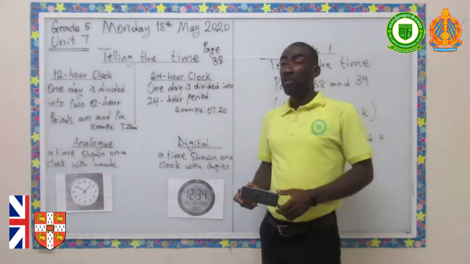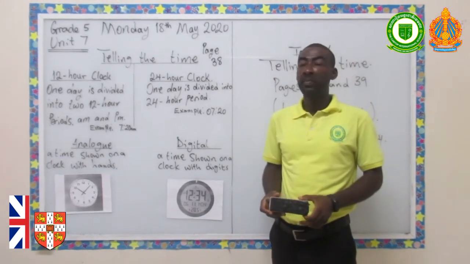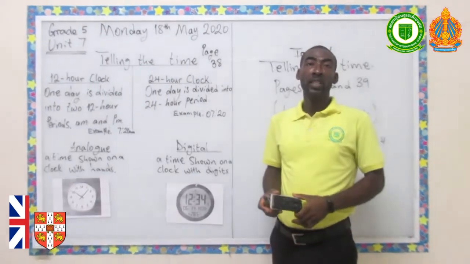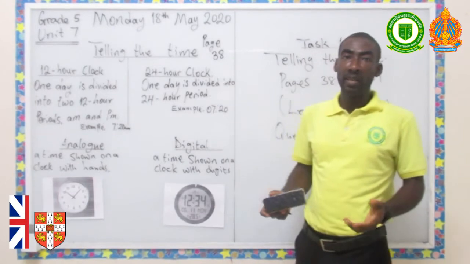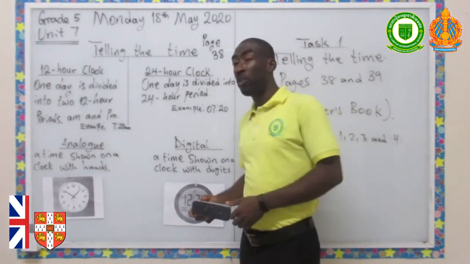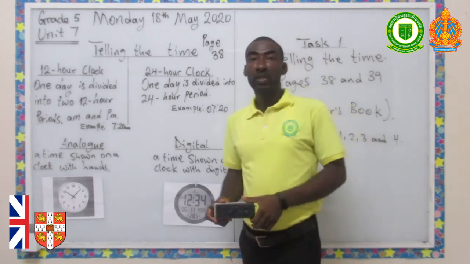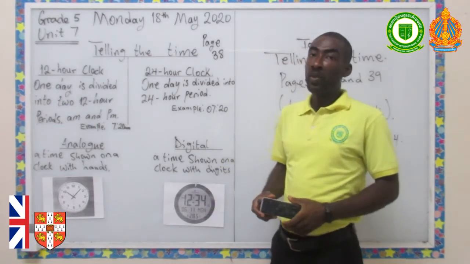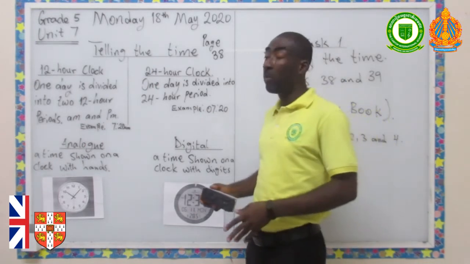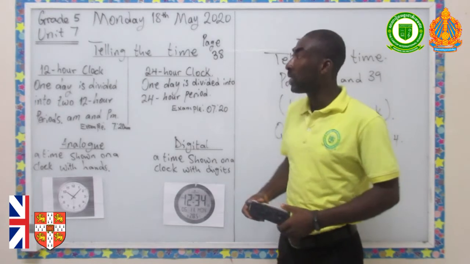Today we will continue from Unit 7. We are doing telling the time. There are so many occasions whereby people are confused about telling the time from a clock or from their watches, okay? There are two major types of time formats that we have. We have the 12-hour clock format and then we have the 24-hour clock format.